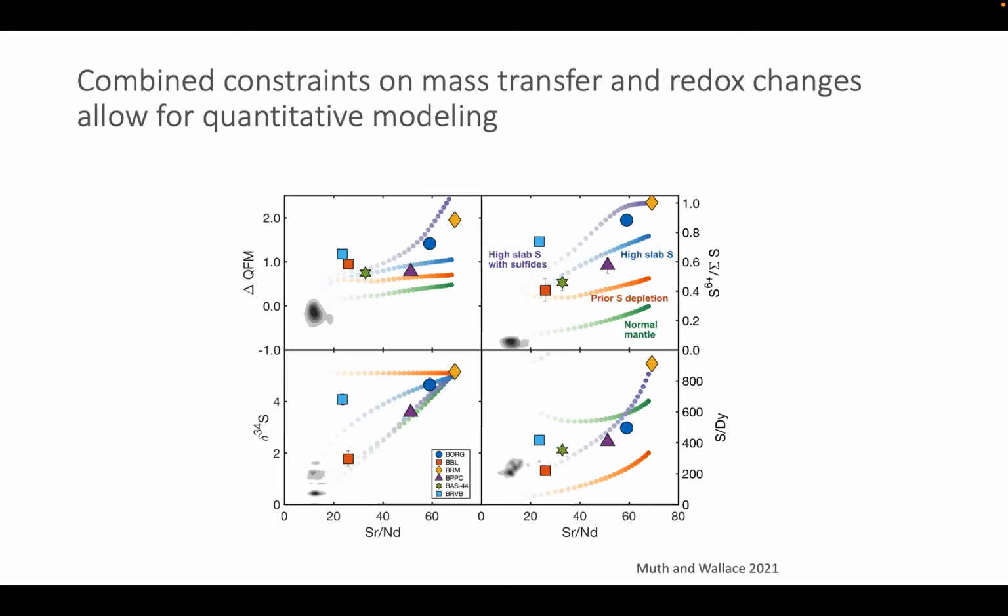I don't have time to walk through all of these models, of course, but I did just want to highlight what I'm so excited about with these two approaches: they allow us to directly constrain the mass transfer of sulfur and the redox exchange of sulfur with other elements at the same time. And the reason I find this so exciting is that it allows us to make quantitative models of mantle melting and the transport of sulfur that we can directly compare to melt inclusion data.